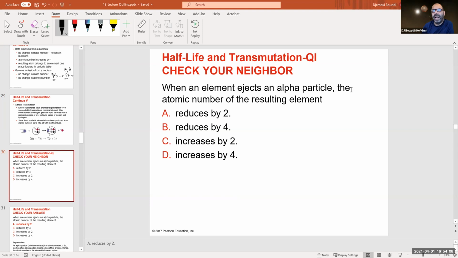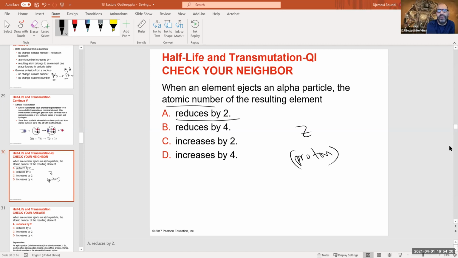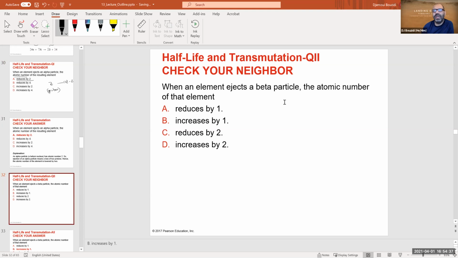So when an element ejects an alpha particle, the atomic number, which is Z, the number of protons, that's what we mean by the atomic number, reduces by 2. Of course, it's going to go by 2. It goes from Z to Z minus 2 because you lost 2 protons. So the element went in the periodic table 2 steps back to the left. In the case of the beta particle, it is going to increase by 1. Actually, it moves to the right by 1. So the correct answer is this one.